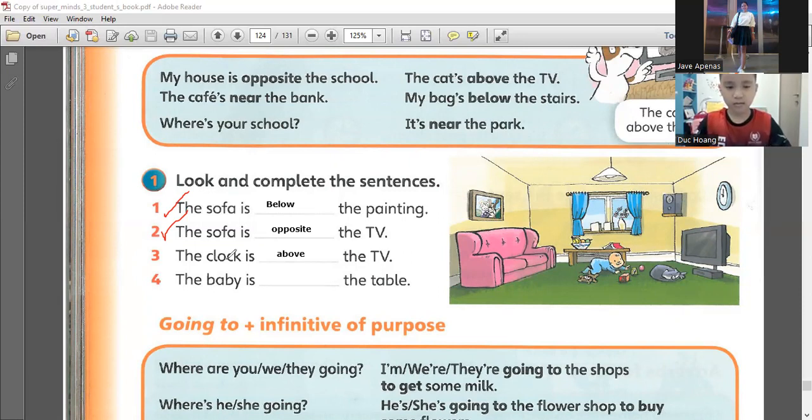Okay, can you read the sentence? The clock is above the TV. Above is correct. Yeah, definitely. Next. The baby is... The baby is near the table. Yeah, very good. Very well done. Okay, now you know how to use the prepositions. I guess you don't have any questions, right?